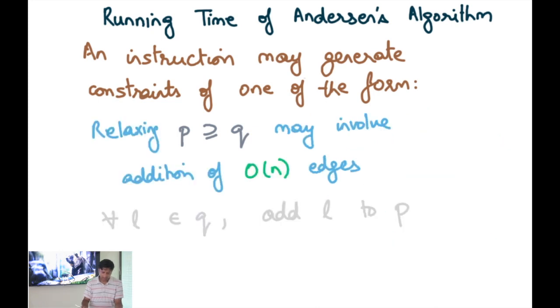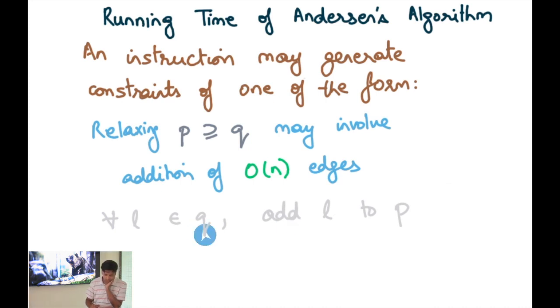So with that, let's start. If I relax the copy constraint, p is a superset of q, this may involve the addition of order n edges, I claim. Why? Because anything that belongs to q, so anything that q may point to, or all the outgoing edges of q, we need to also ensure that p also has outgoing edges to those elements.